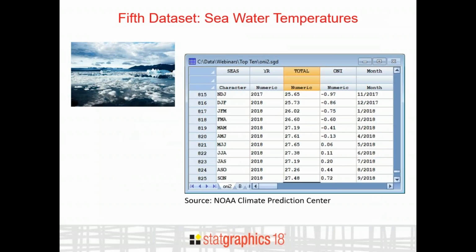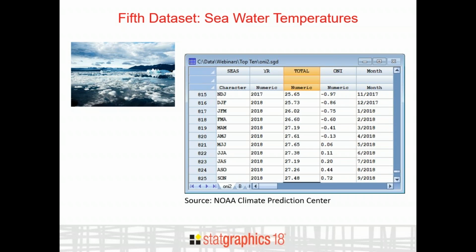All right, now another data set I find quite interesting is data on seawater temperatures. There's a lot of discussion, obviously, these days about global warming and the impact it's having on climate around the world. Well, one very interesting index that NOAA, the Climate Prediction Center at NOAA, maintains is a measure of temperatures in the tropical Pacific. In particular, there is an index called ONI, the Oceanic Nino Index.